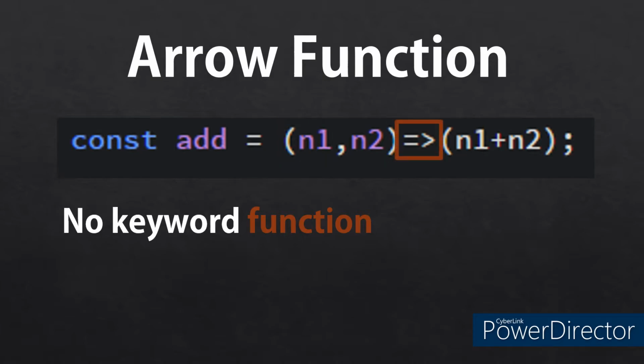Then you put in the fat arrow. This makes JavaScript know that you are trying to create an arrow function, followed by the function body, which is usually surrounded by parentheses or curly brackets. In cases where we have a single line expression like this, you don't need to add a return statement because it will be returned by default. You can see how much easier it is to write arrow functions. Now, let's look at some examples.